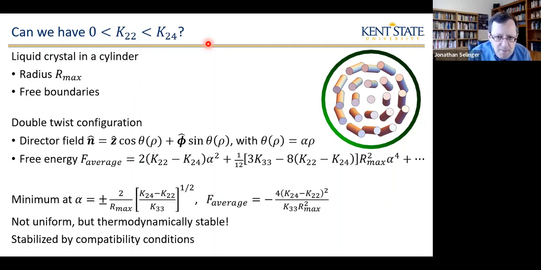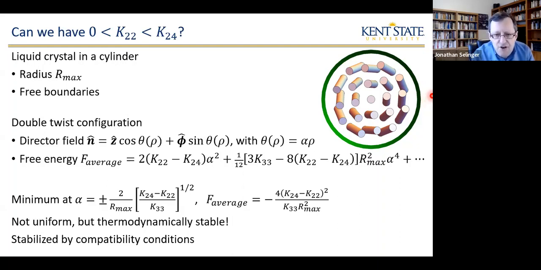To understand that regime, let's consider a double twist structure as illustrated here, inside a cylinder with radius R max and totally free boundaries. The liquid crystal can do whatever it wants at the boundaries. So we put in this ansatz for the double twist structure, where the director is vertical right at the center, and then it tilts over as a function of the radial coordinate. So the tilt is equal to a parameter alpha times the radial coordinate.